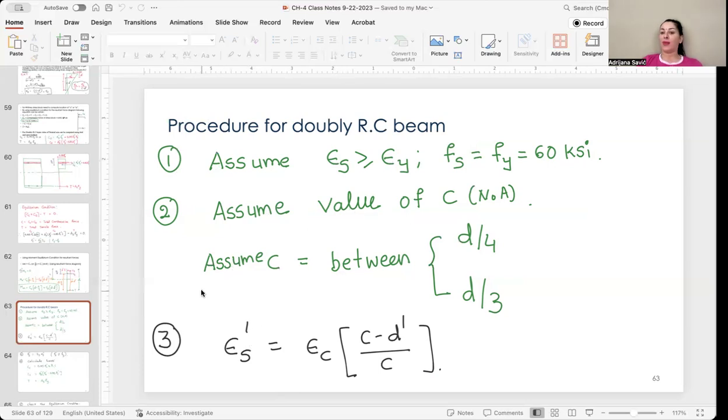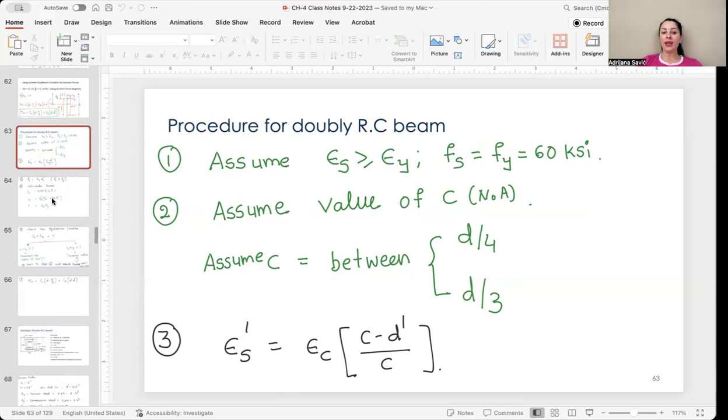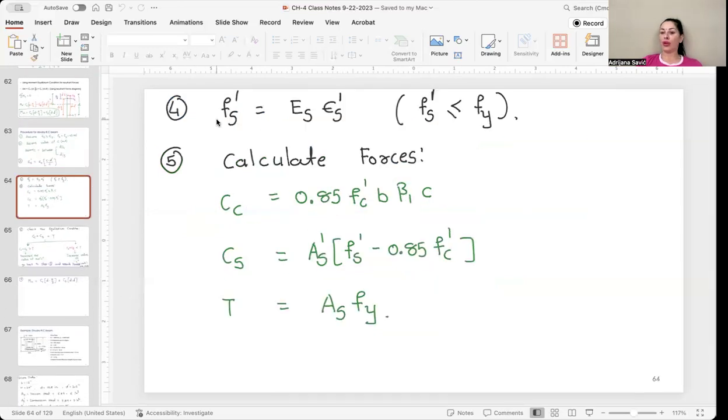We are calculating epsilon S prime. And after that, we are going to step number 4, where is Fs prime, which is the stress for steel in compression using Hooke's law. We have modulus of elasticity of steel times strain of steel in compression zone.